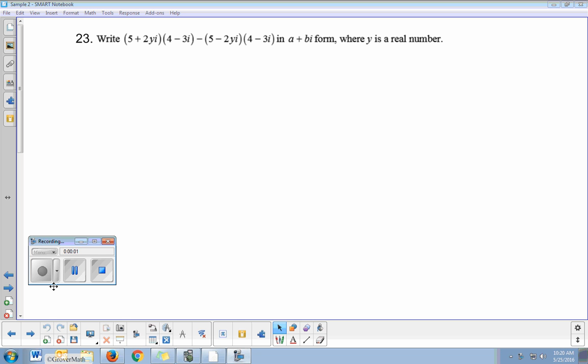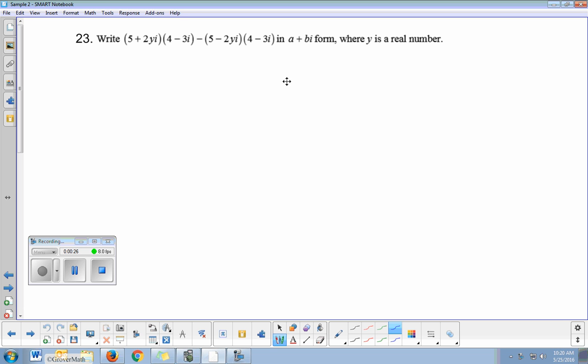Algebra 2 state sample question number 23, likely number 24 and 25 also. We'll see how many we could get in on one video here. But here's number 23, right? (5 + 2yi)(4 - 3i) - (5 - 2yi)(4 - 3i) in a + bi form where y is a real number. So we basically want to simplify this down as much as we can.